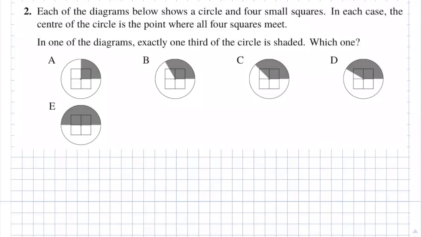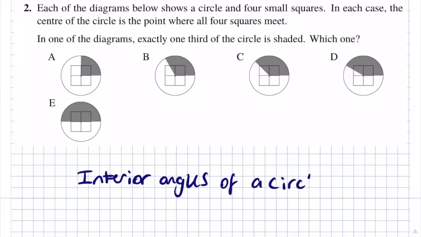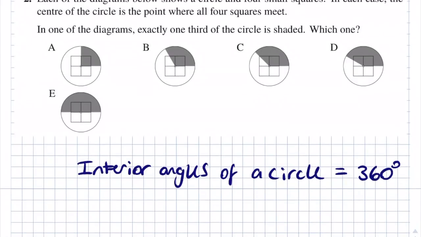So the way I thought about this is we know that the interior angles of a circle add up to 360 degrees. So I thought, well, what do the interior angles of 1/3 of a circle add up to? Well, that's easy. I can just do 1/3 times 360, which is 120. Each circle has a square inside of it. And of course, we know that a square is made up of 4 right angles.